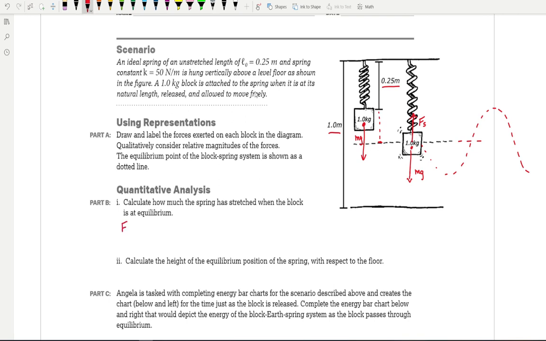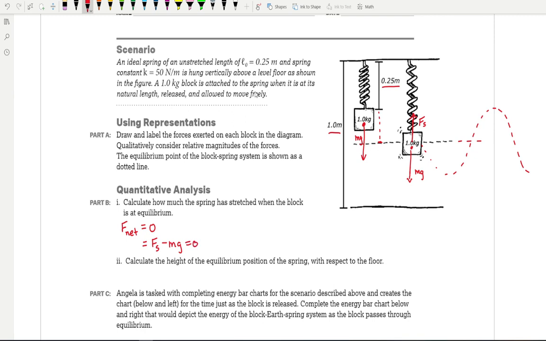So we've got the net force that's acting on the object is going to be equal to both of these forces put together, and both of those forces put together is going to equal 0. So let's write these out. The net force is going to be, let's consider upward positive, the force of the spring minus mg, and that's going to equal 0.